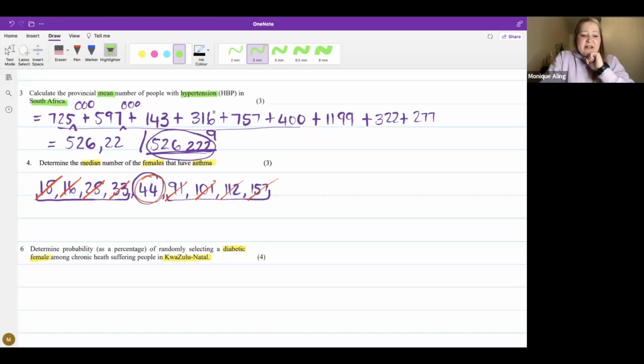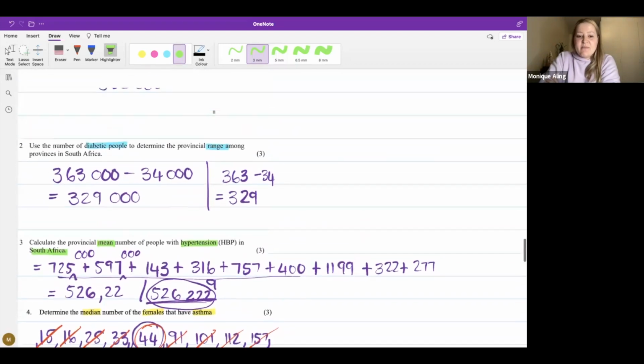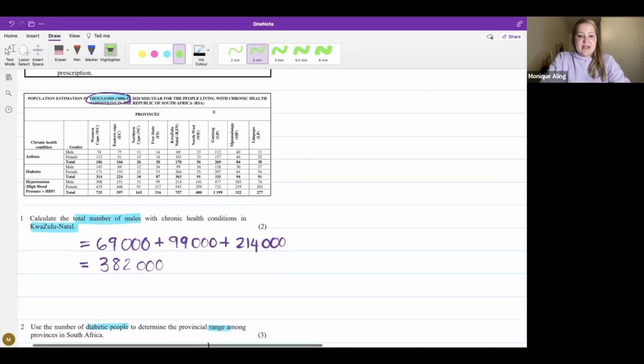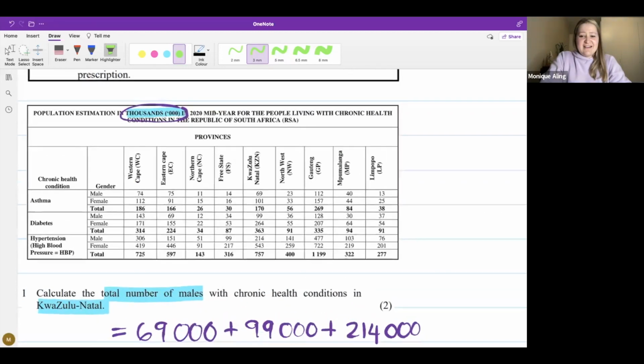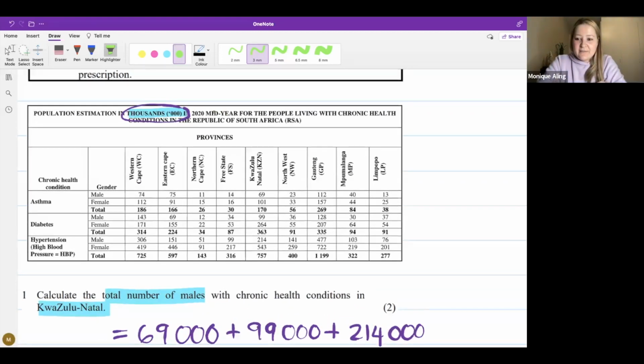Okay, so let's remind ourselves quickly about the next question. Randomly selecting a diabetic female amongst everyone suffering from a chronic health condition in KZN. Ben raised his hand. Yes, Ben. Just check for a pop-up on your screen. There we go.